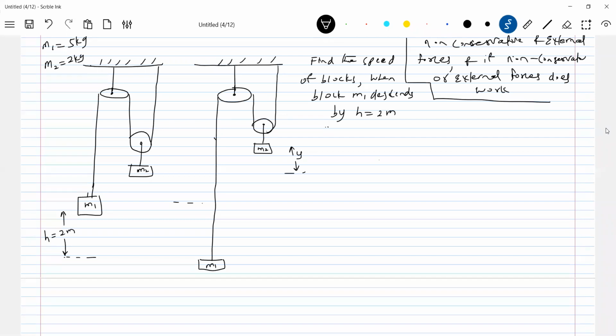Come for this one. Okay, let's analyze the problem first. What are the forces that are acting? The weight M1G, here the tension T, this will be T, 2T, and this is the weight M2G. Now, all do work: the weight, tension, everything, no? So can we apply conservation of mechanical energy?